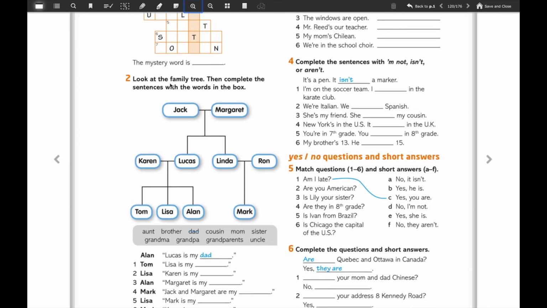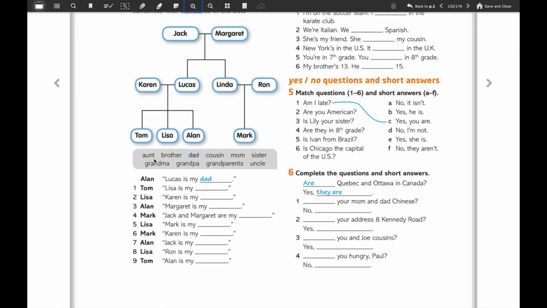Number 2, look at the family tree, then complete the sentences with the words in the box. You're going to pay a lot of attention to this family tree. And here you have family members. So I am going to read. Alan, Lucas is my. I am going to find Alan. Here is Alan. What will be Lucas of Alan? ¿Qué será Lucas de Alan? Okay, he's my father. So I find it here that Lucas is my dad. And you write it, okay?